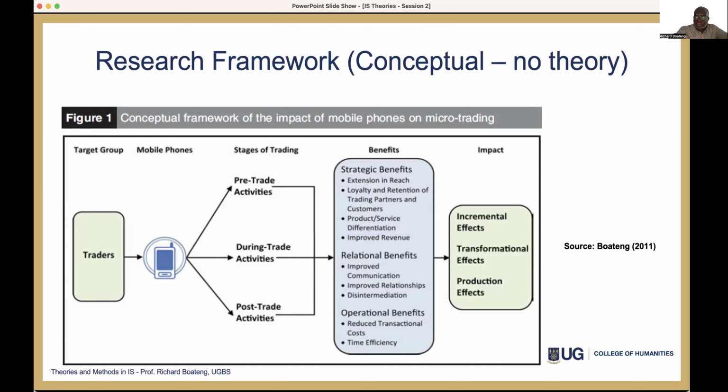So in the paper written by Boateng, which is me, we try to put all of them into a conceptual framework that we want to study. How are mobile phones used by market women? When they do pre-trade, what do they use it for? Doing trade, what do they use it for? Post-trade? What type of benefits are we observing across different types of market women? And what type of impact are we observing? So that becomes a very good conceptual framework, which, after being used by a number of people in research, can be accepted as a theory by the scientific community.